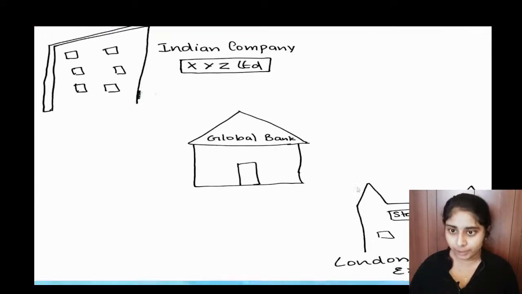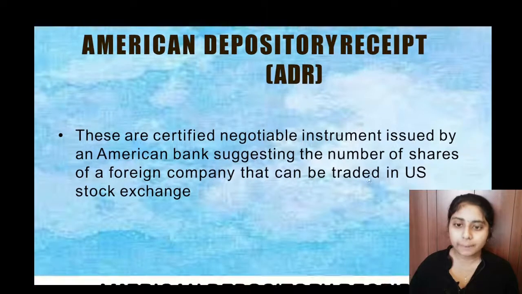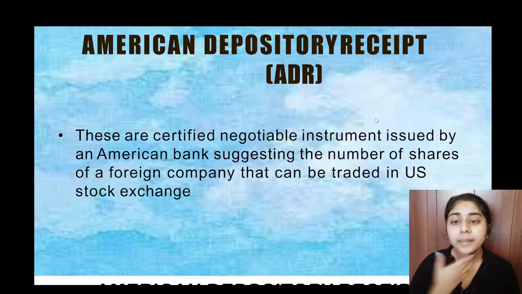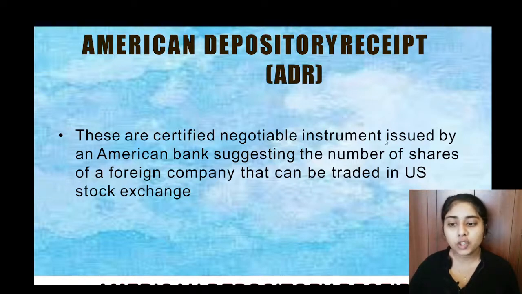I hope it's clear to you all. The next one is American Depository Receipt, that is ADR. This is the same kind of negotiable instrument, issued by American banks, representing a number of shares of a foreign company that can be traded on a US stock exchange.